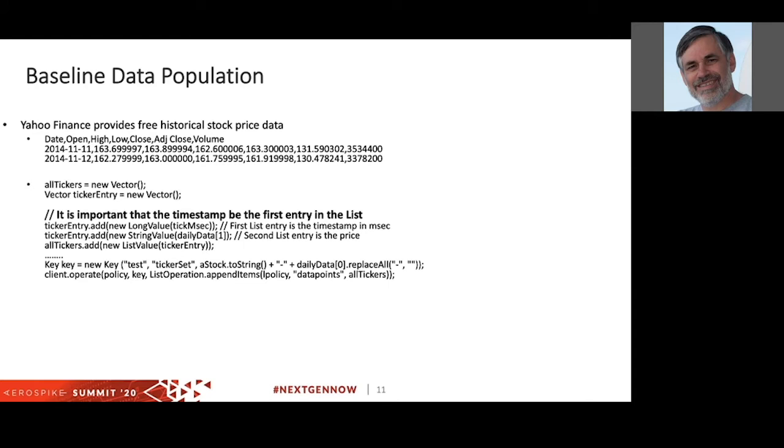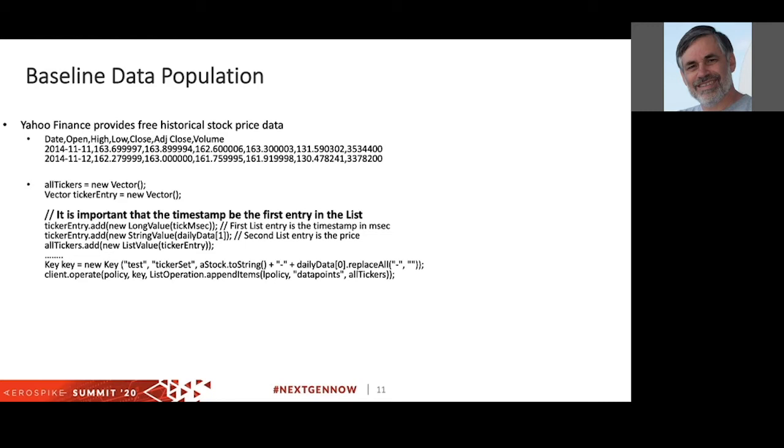For baseline data population, we use Yahoo Finance, which provides us with free historical price data. I downloaded 5 years for a few symbols. This data includes for each date the opening price, the high value for the day, the low value for the day, the closed value, the last value of the day, and an adjusted close. There's often an adjustment at the end of the day, and also the volume.